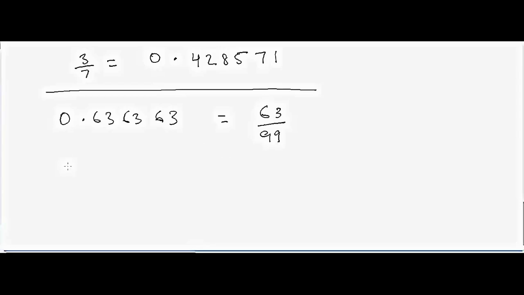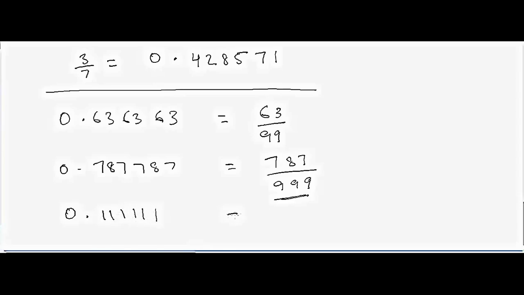Suppose we have the same thing, 0.787787. All I need to do is write 787 divided by three nines in the denominator, and that will give me the fraction. So that's another quick way to get fractions. In the same way, suppose we have 0.11111, the answer is very easy, 1 divided by 9.